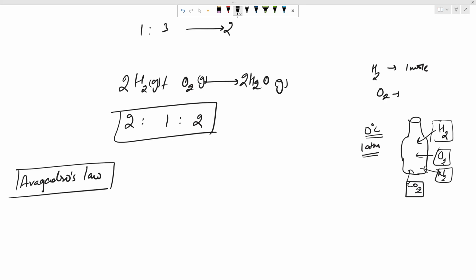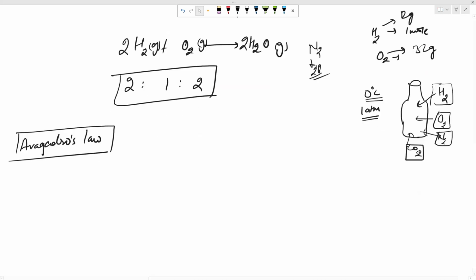The weight may be different, because 1 mole of hydrogen gas has only 2 gram weight, 1 mole of oxygen has 32 gram weight, and 1 mole of nitrogen has 28 gram weight. The weight can be different, but their occupancy will be the same. 1 mole occupies a particular volume, and that is 22.4 liter. We're going to discuss this later.